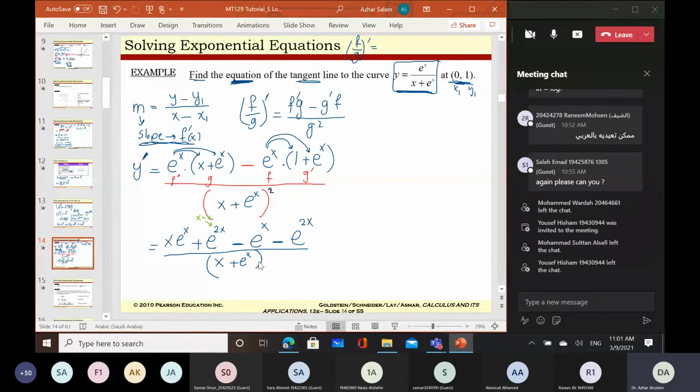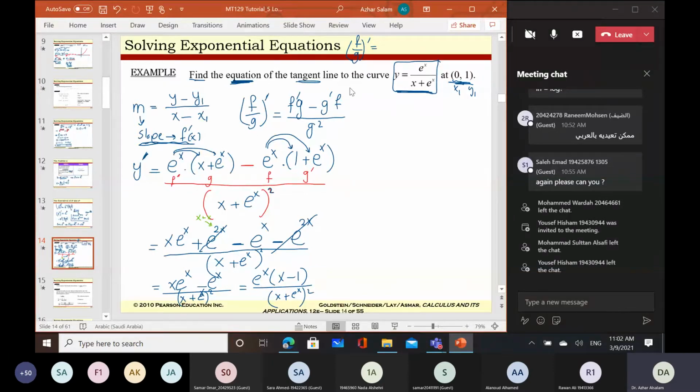The denominator will still be the same, x plus e to the power x all square. I have here e to the power 2x and e to the power 2x with different signs, so they will be deleted together. So here I have x e to the power x minus e to the power x, divided by x plus e to the power x all square. I can take e to the power x as a common factor: e to the power x times x minus 1, divided by x plus e to the power x all square. I think I can stop here.